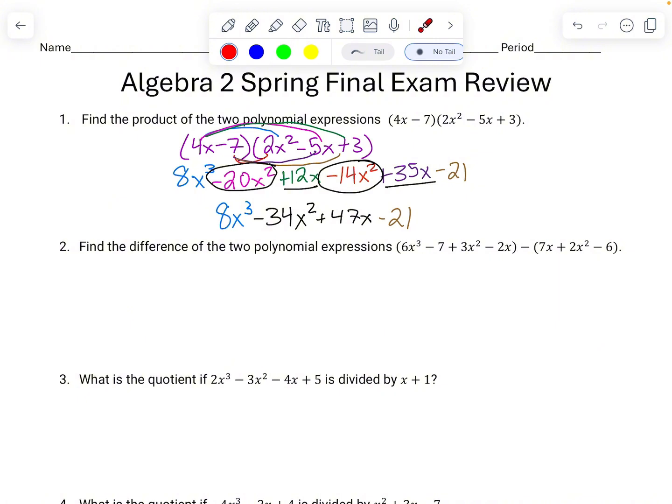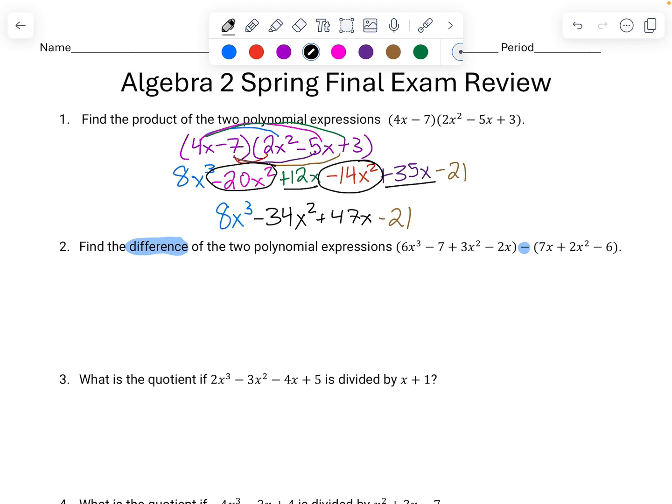Okay, now let's talk about subtraction. So subtraction and addition work the same. You're going to end up combining like terms in some way. But what I want to notice here, this is difference, which means I am subtracting. And when we are subtracting, we must distribute that negative onto that second set of polynomials before I do anything, to make sure that I get all of my signs right.